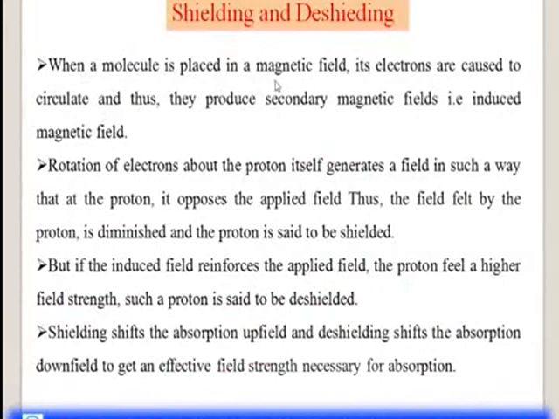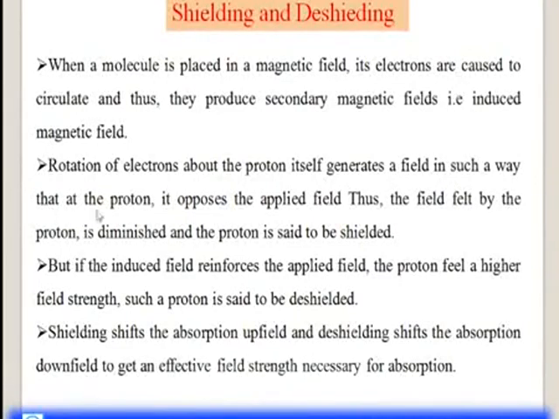We have discussed the fundamentals of NMR spectroscopy, and we have also discussed a little bit about shielding and de-shielding. Let's recap it. When a molecule is placed in a magnetic field, its electrons are caused to circulate, as with the proton, and they cause a secondary magnetic field. We have discussed that this is the induced magnetic field.